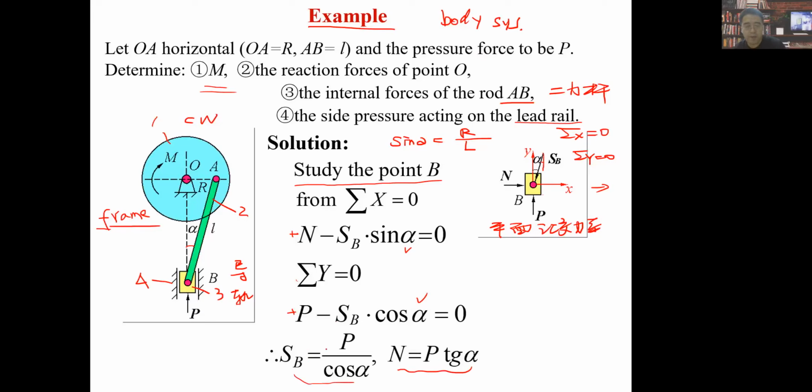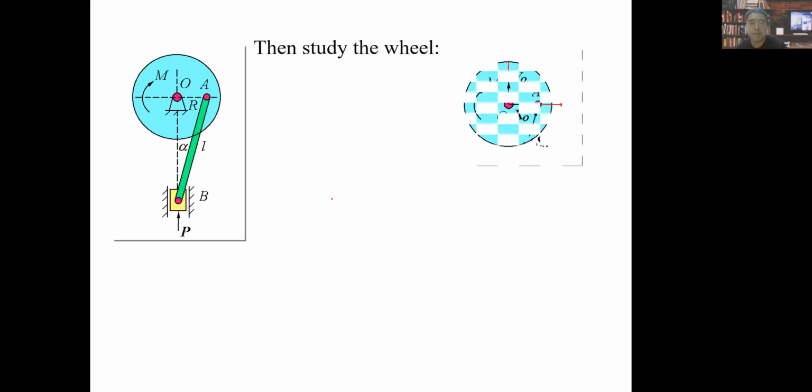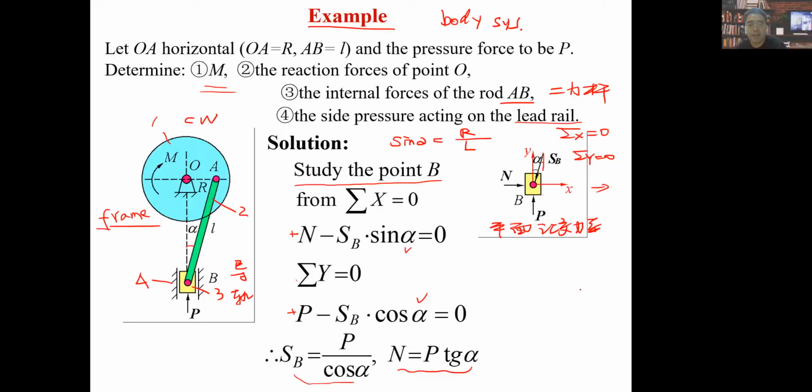You guys can figure out why it is this, because we know that rod AB should be a two-force member. Then we can just study the wheel. So maybe I should explain for you guys here. If we select this slider B as an object to be studied, this SB is acting by rod AB on point B on the slider B.